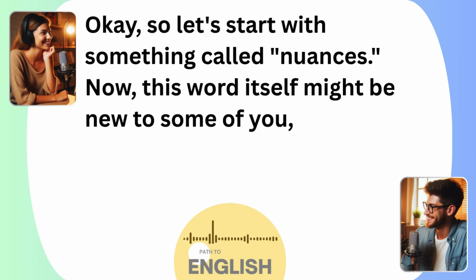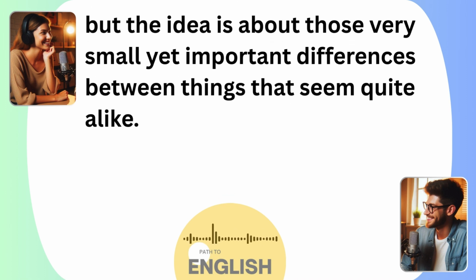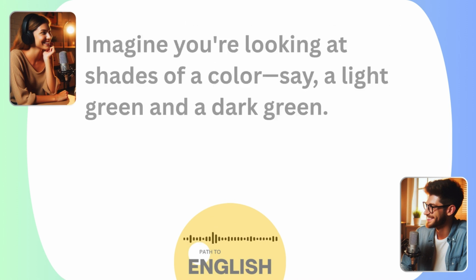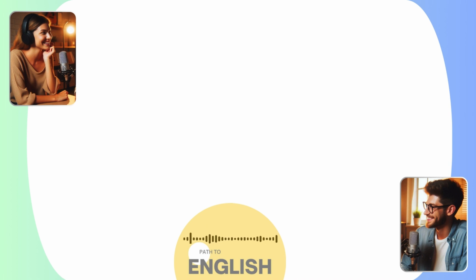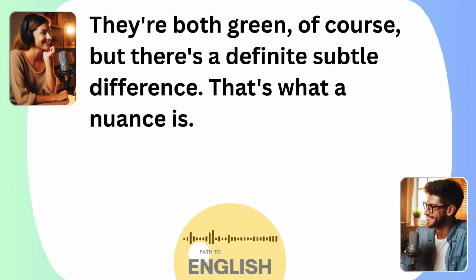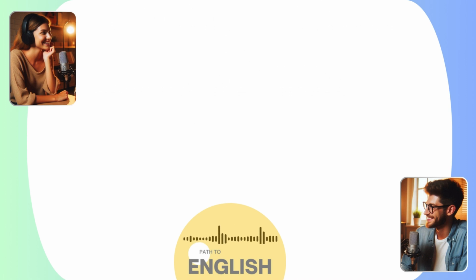Okay, so let's start with something called nuances. Now, this word itself might be new to some of you, but the idea is about those very small yet important differences between things that seem quite alike. Yeah. Imagine you're looking at shades of a color, say a light green and a dark green. They're both green, of course, but there's a definite subtle difference. That's what a nuance is.